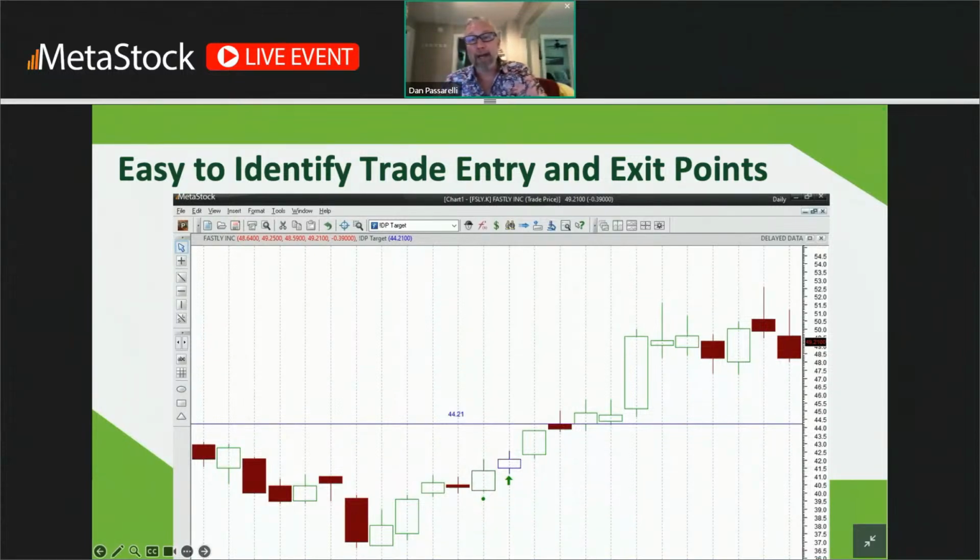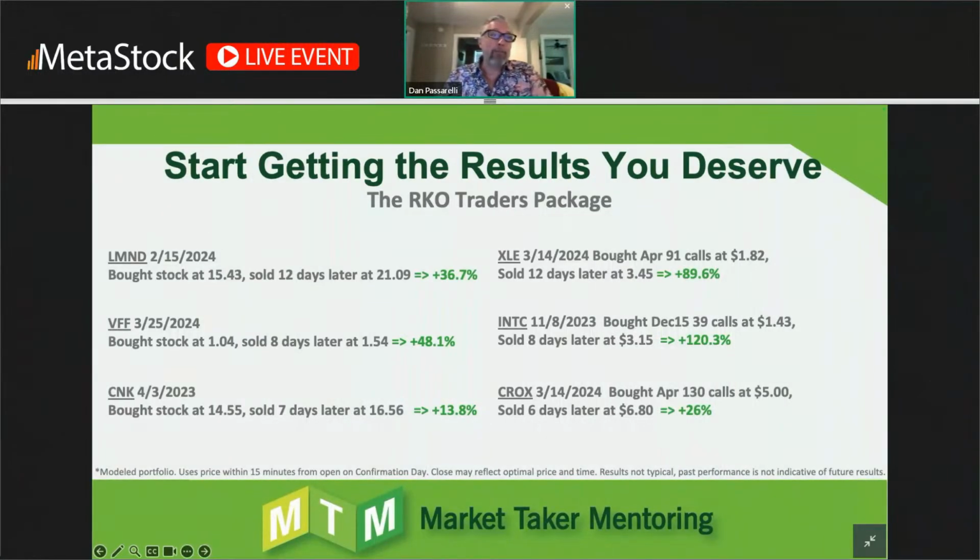Now, imagine what your trading account would look like if you could sit in front of your charting software and have a powerful trading tool that identified both the trade entry and exit points in just seconds. Imagine if you could block out all the noise in the market and only focus on the trades that have been identified for you. What would that mean to your trading business? Well, that is exactly what the RKO scanner does for you. Now, when I put this together a while back, I just grabbed some results from the scanner, and I want to share some of these examples for you so that you can see this and be confident that you can start getting the results you deserve.